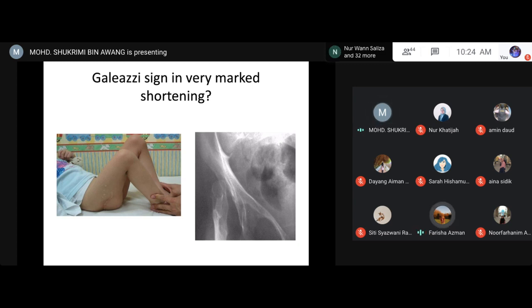Malunion. Okay. What else? What other possibility? Osteogenesis imperfecta. Osteogenesis imperfecta usually does not really involve the joint. It involves the shaft or proximal femur, not usually the joint. What else? Hip dysplasia. Okay, possible. What else?